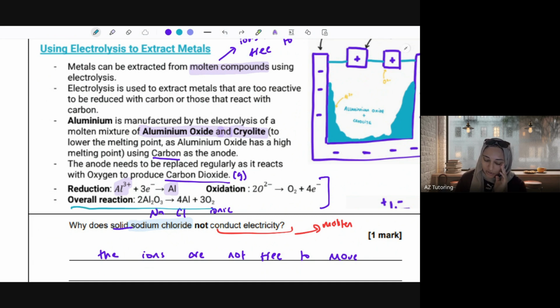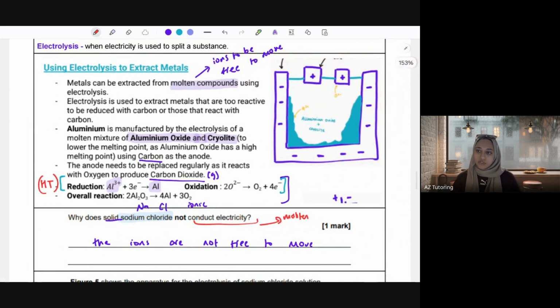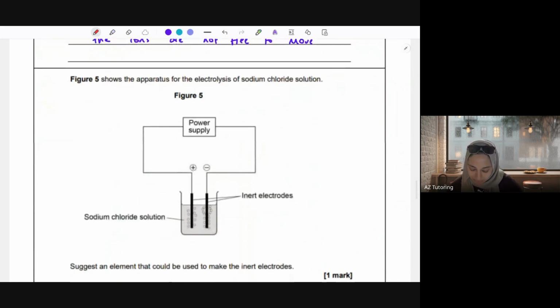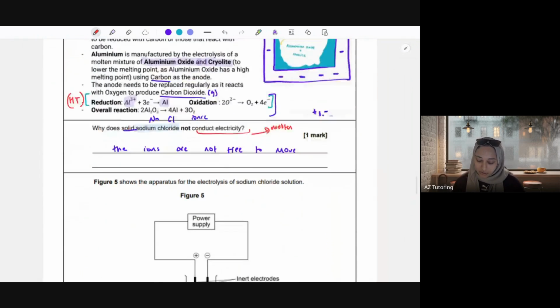You split the overall reaction into 2 reduction or oxidation reactions. Now these half equations, only higher tier need to know this. If you're doing foundation, you don't need to know how to make them. You should just know what's happening in terms of oxygen. Okay, let's move on. So that's one example of electrolysis you need to know.